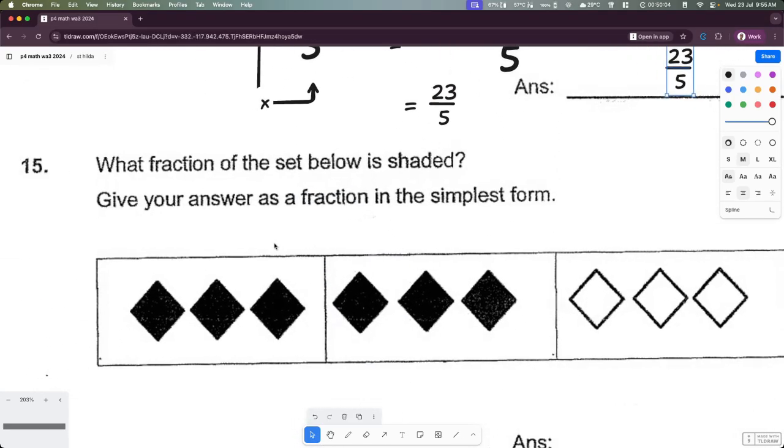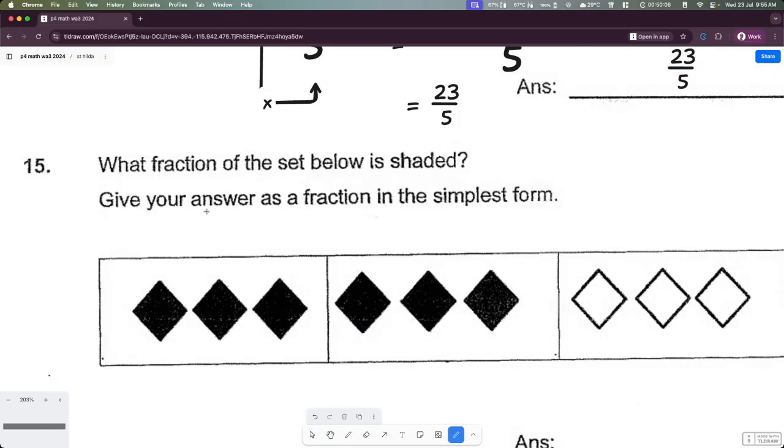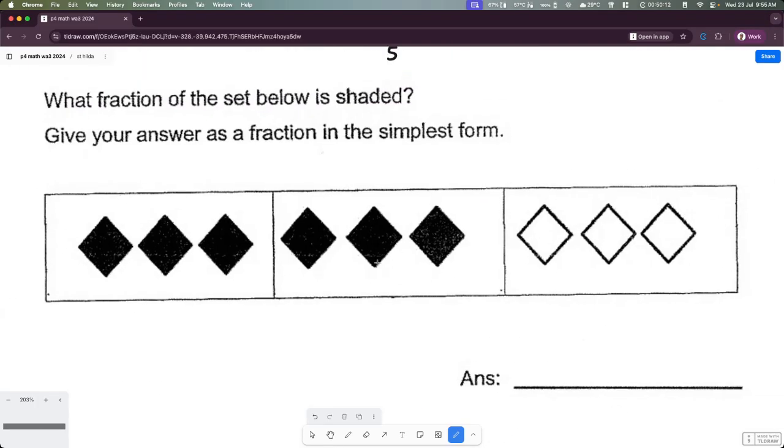Question 15 says here, what fraction of the set below is shaded? So we want to know what is shaded. Give your answer as a fraction in the simplest form. In a way, what's the total number of diamonds? Total diamonds.